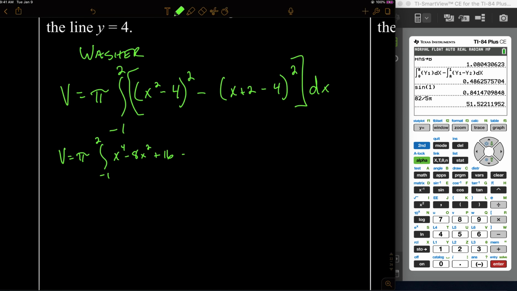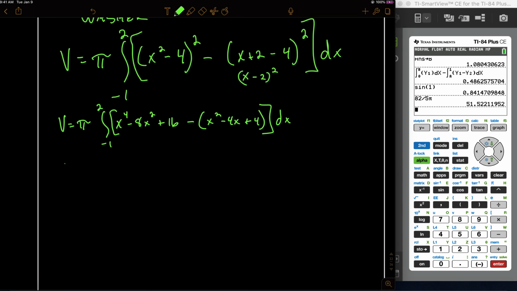And then minus, this is really x minus 2 squared, so if we multiply that out, it's minus x squared minus 4x plus 4, and that's dx. Simplify a little further. Our x to the 4th is the only one we have. We've got a negative 8x squared and a minus x squared here, so it's going to be minus 9x squared. We've got plus 4x here, because we've got to distribute that negative sign. And then we've got a 16 minus a 4, so we've got a plus 12.